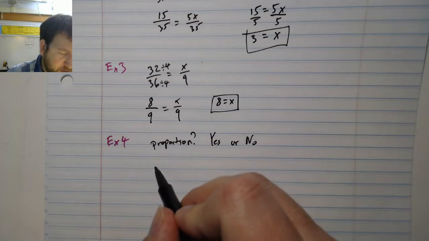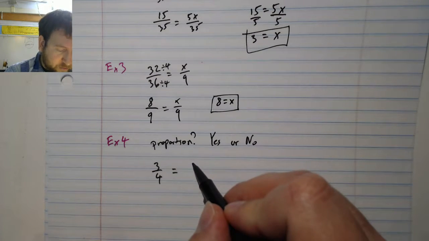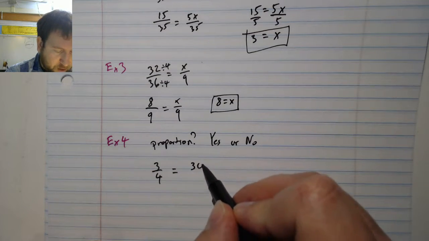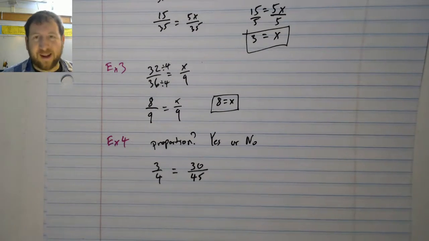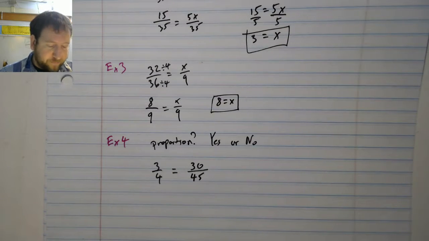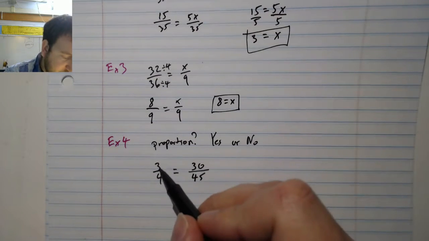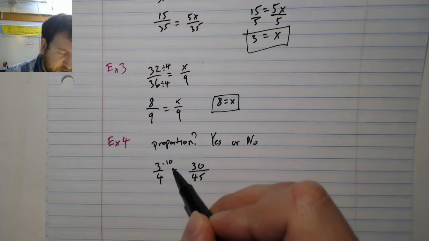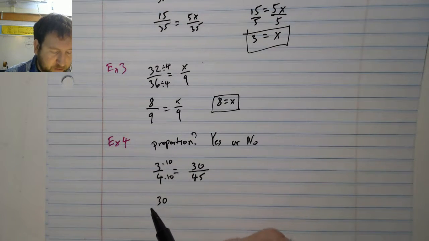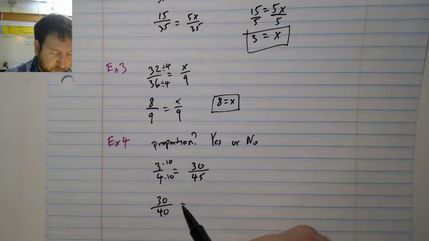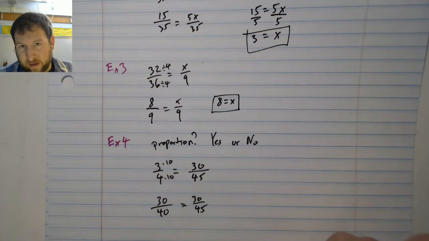If I say I have 3/4 equal to, let's see, 30/45ths, well, the question that I need to ask myself is, are these two equivalent? Well, I can see that 3 and 30 is an easy times 10. So if I multiply top and bottom by 10, it's going to give me 30/40ths. That certainly is not equivalent.